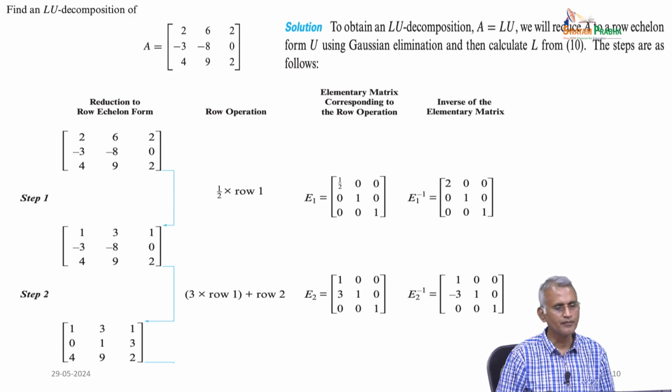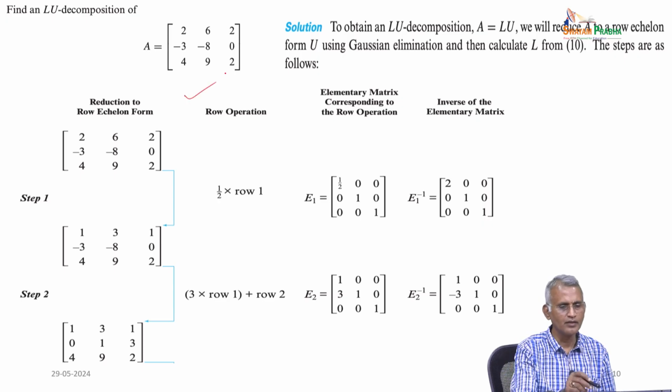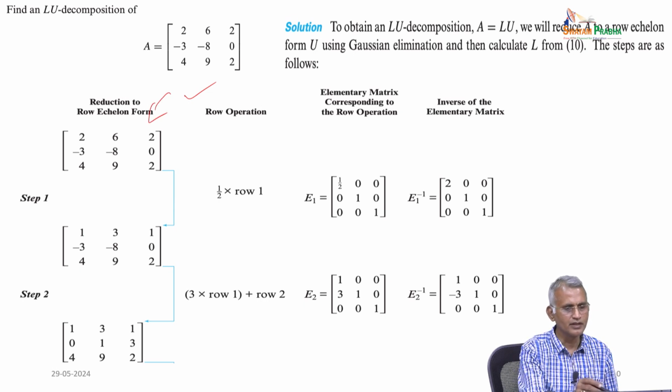Now, next problem: find the LU decomposition of A equal to [3 2 6; 2 -3 -8; 0 4 9 2]. Now, we have reduction to row echelon form, right. So, 3 2 6, 2 -3 -8, 0 4 9 2, row operation.